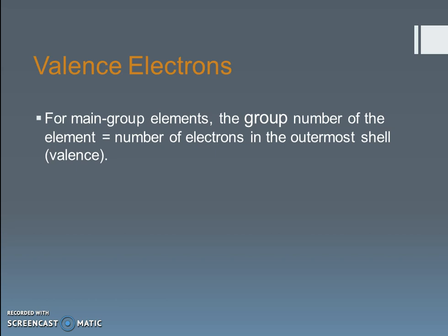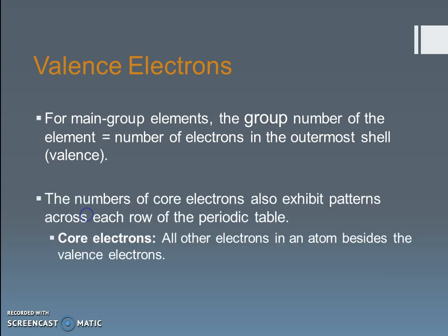Okay, so here is an easy trick that you can use all year. For our main group elements, and I'll show you those in a second, the group number of the element will be equal to the number of electrons in that outermost shell. The core electrons, which are just the electrons found inside of that outermost shell, also show a pattern across the rows of the periodic table.